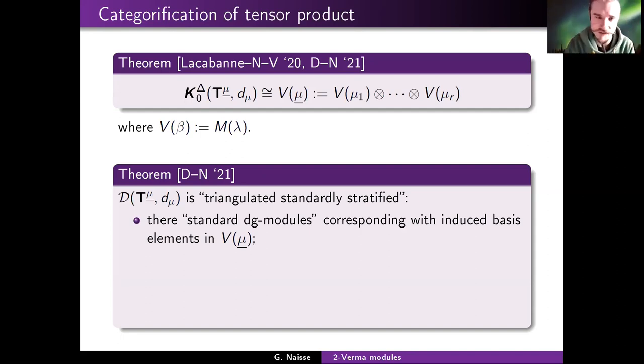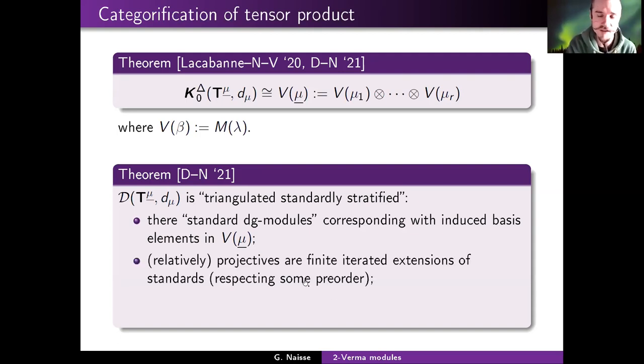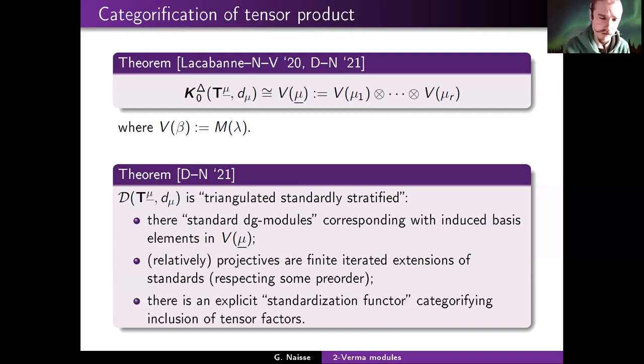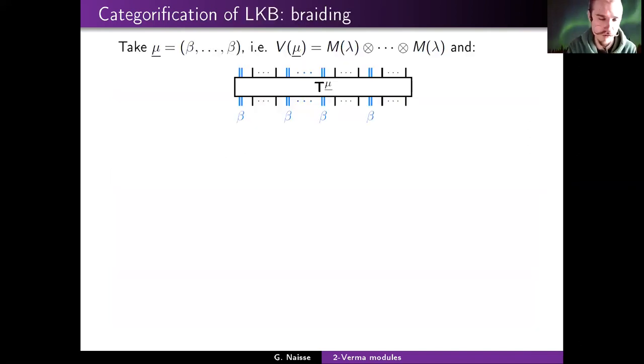And basically you look at the definition of a standardly stratified category and you replace all the conditions by derived equivalences. So for example, instead of having that the projectives are filtered by the standard modules, in our case here, we have that the projectives are finite iterated extensions of the standards, and things like that. So you just replace all the elements in your definition by derived equivalents and you will get the structure that we have here. And also we can construct an explicit standardization functor that categorifies the inclusion of the tensor factor. So I think these are also things that are interesting to study and maybe develop in the future.